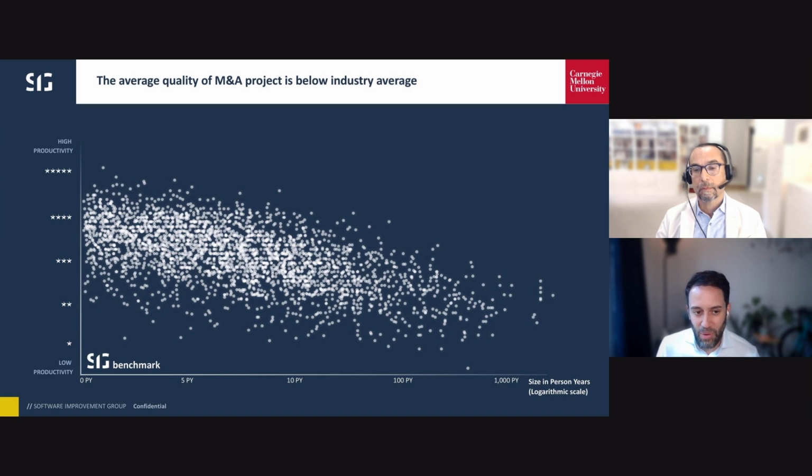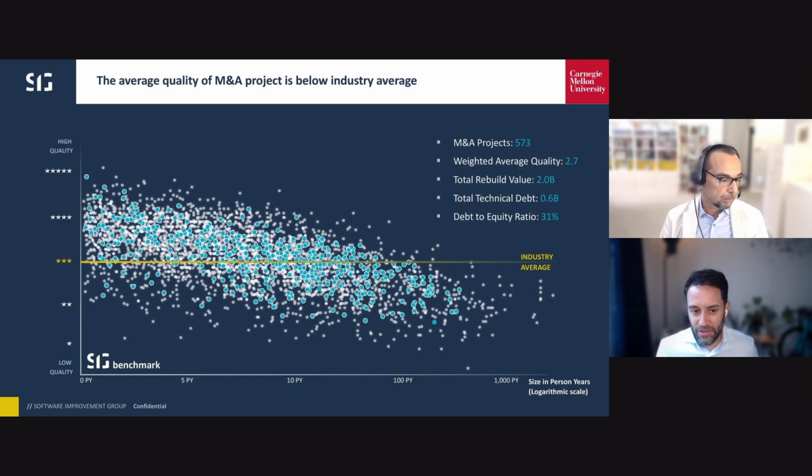The y-axis represents code quality. And this is a benchmark measure as we do it here at SIG. So we recalibrate what the market average or the industry average is every year, which basically means if you are maintaining a system that is of average quality, you can be productive with average speed. That's essentially what it entails. So what I've done is plot all the M&A projects that we've been supporting in the past years on top of this. And then we see an interesting pattern.